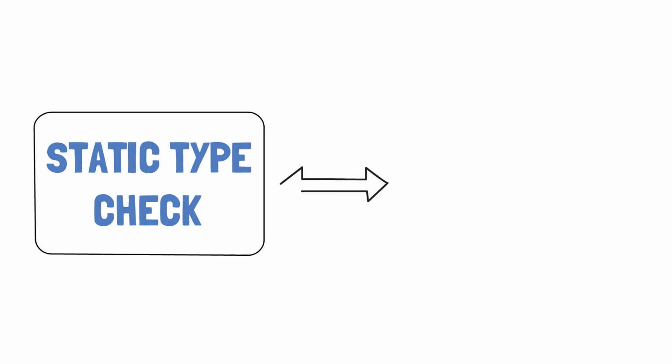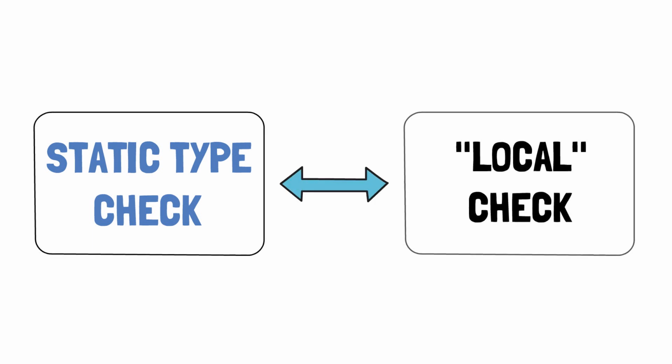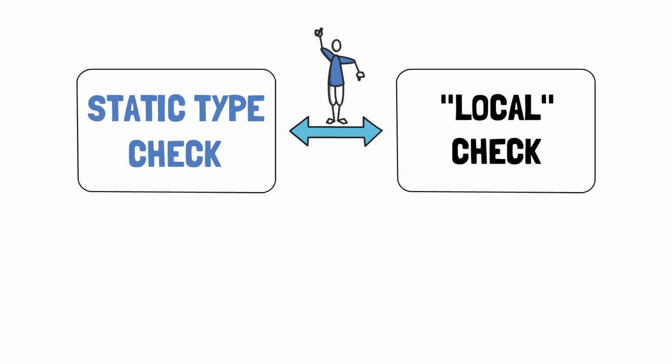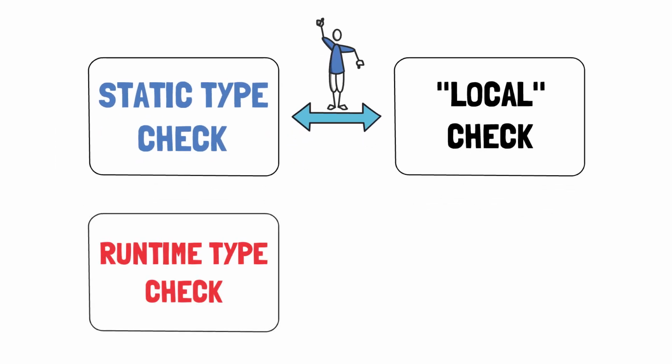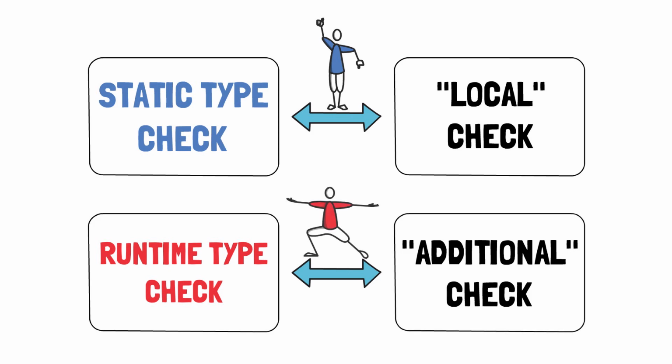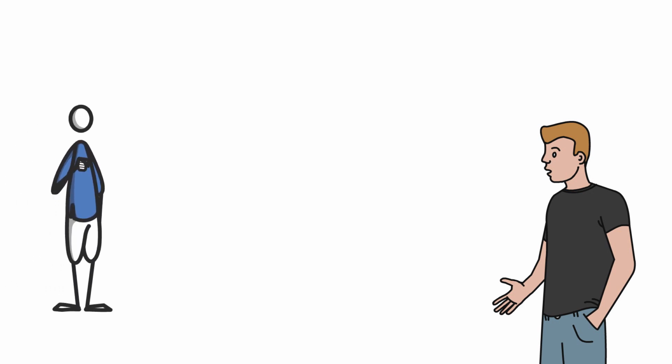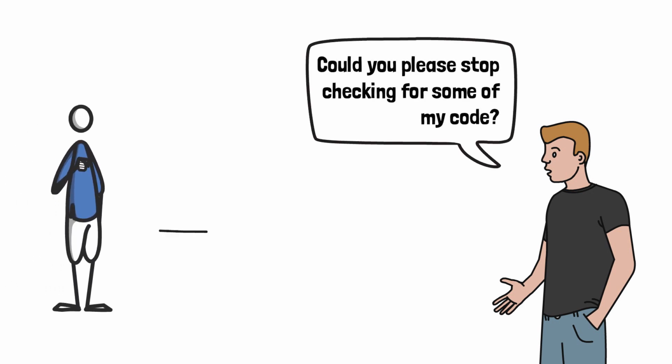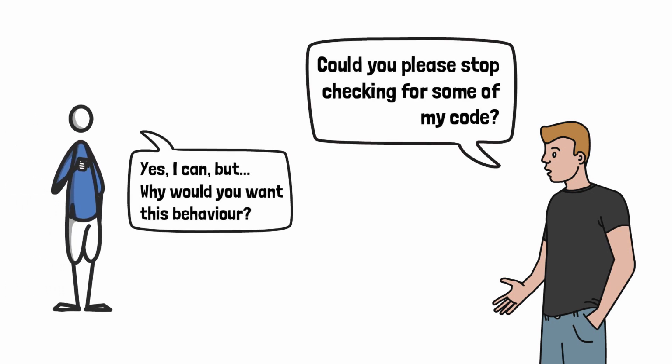So, a static type check is more like a local check, preventing the developer from writing wrong types. A runtime check is more like a double check, a further check over the static type check that occurs when the program runs. There are specific moments when you'd want the Dart analyzer to stop listening to the code you're writing. We'll talk more in depth about these moments in future tutorials.